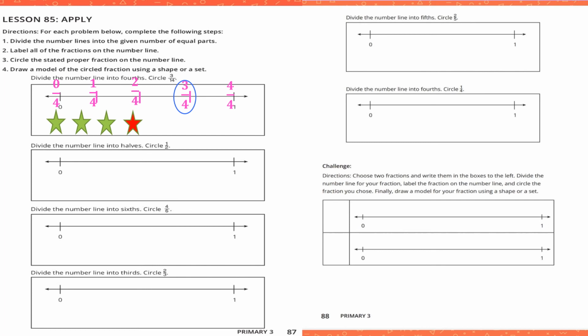Number 2, divide the number line into halves. Halves, it means how many equal parts? Yes, 2 as a denominator, it means 2 equal parts. By making how many dashes? Yes, 1 dash to make 2 equal parts. Let's label each dash by its fraction: 0 over 2, 1 over 2, 2 over 2. Circle 1 over 2.